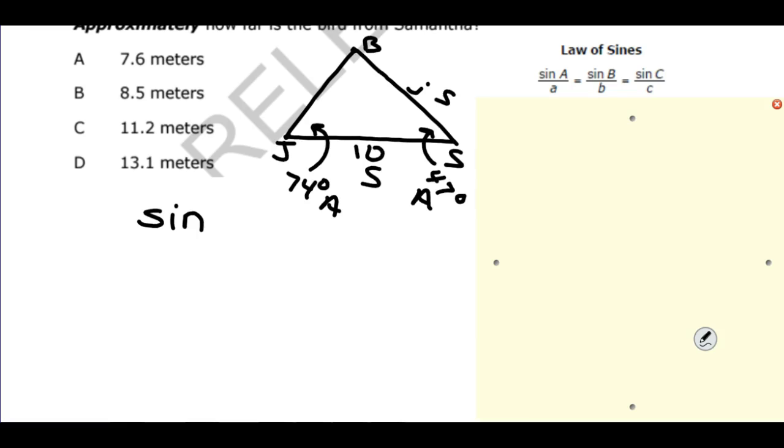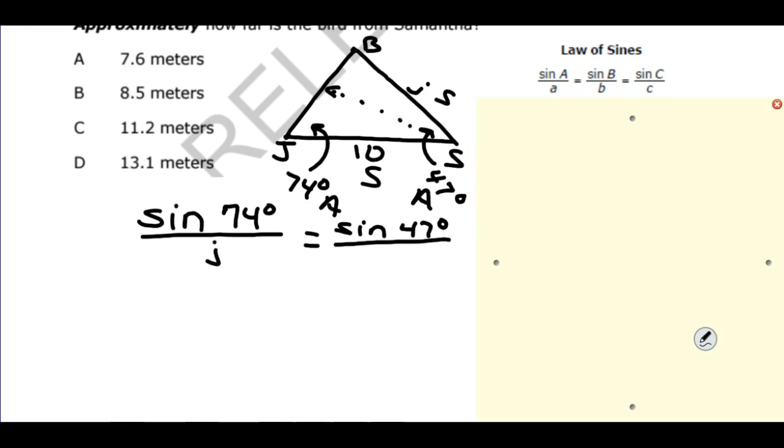I know that the ratio is that the sine of James's angle, the 74 degrees, over little j is equal to the sine of 47 degrees over, and then I'm like, no, that doesn't work, because I don't know this one. So I think, okay, what else can I do if that doesn't work? And it's not a right triangle, so I can't do anything like that.